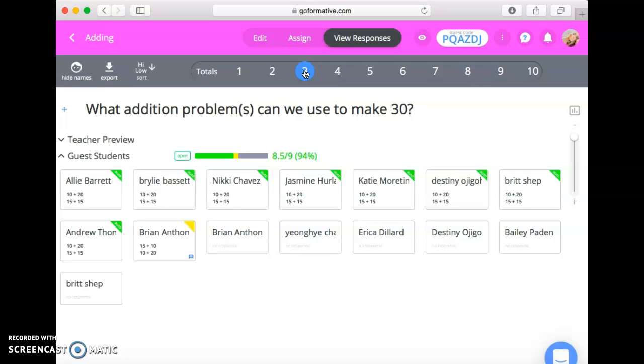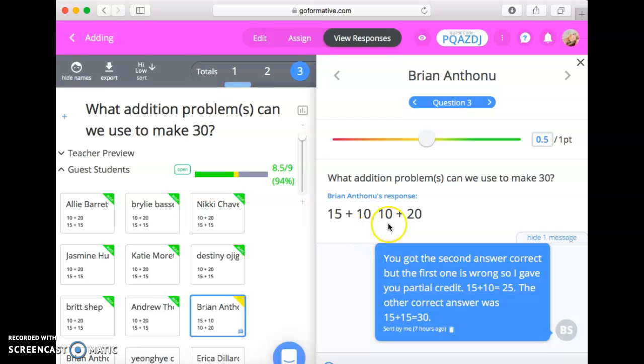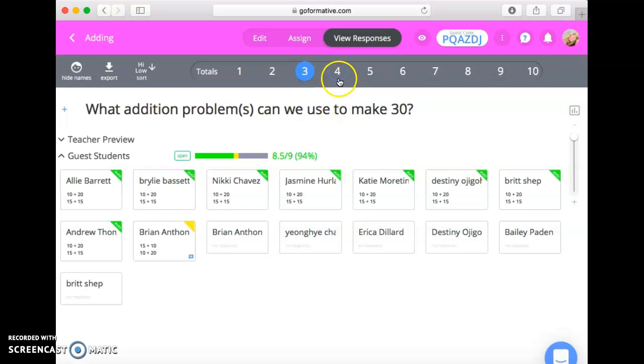Number 3, what addition problems can we use to make 30? So this was a multiple selection question, so there were more than one correct answer, and it looks like everyone got this one correct except Brian. I was able to tell him what he did wrong. I said, you got the second answer correct, but the first one is wrong, so I gave you partial credit. 15 plus 10 equals 25. The other correct answer was 15 plus 15 equals 30. So this one is correct. It does equal 30, but this one unfortunately only equals 25. So I gave him partial credit because he did get one right.